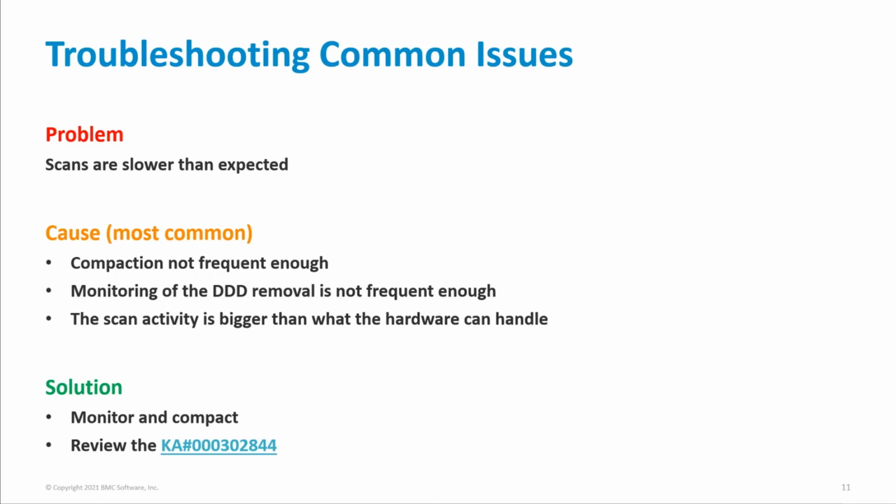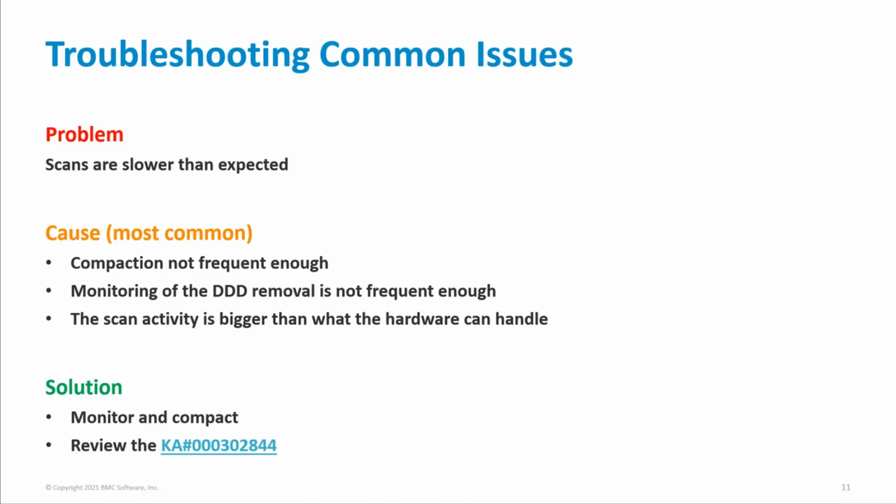The second most common root cause is that the monitoring of the DDD removal is not frequent enough. The DDD removal monitoring would allow you to detect, for example, that you are accumulating too many nodes, too many DAs, or it could also allow you to detect that something keeps Discovery from deleting things, or deleting them fast enough. When this is not done, of course, the data store is going to accumulate more and more nodes.